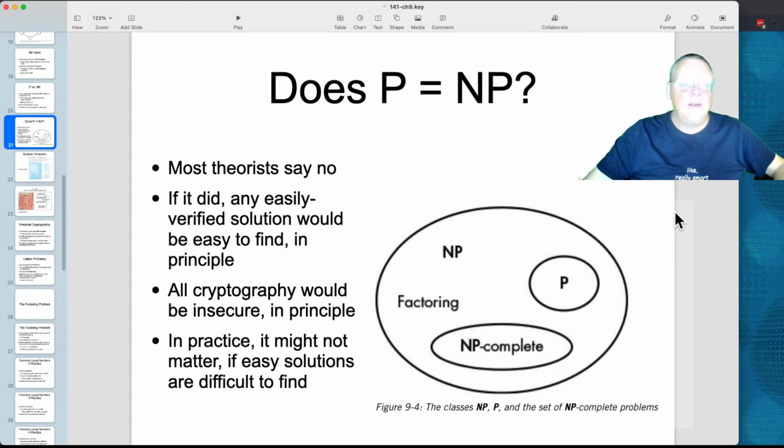But nobody can prove it, because to prove anything about this, you'd somehow have to prove that there is no algorithm that will ever run in polynomial time to solve this problem. And how could you prove that if something doesn't exist? That's hard.